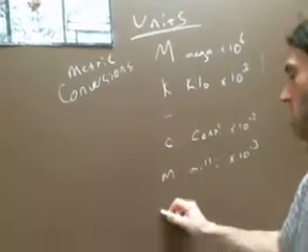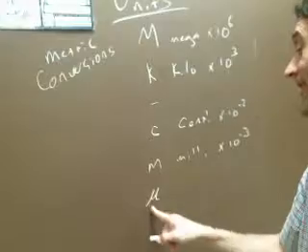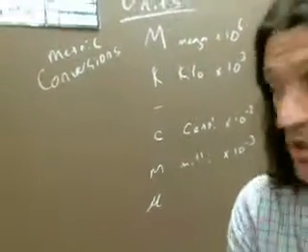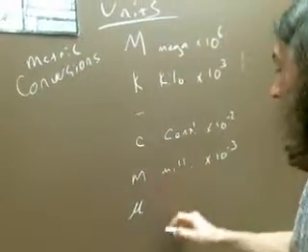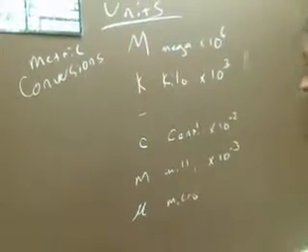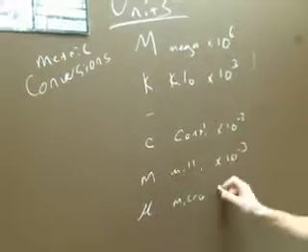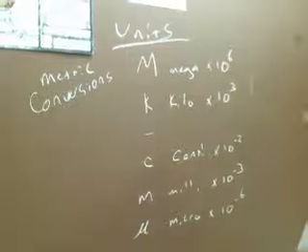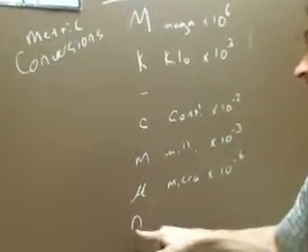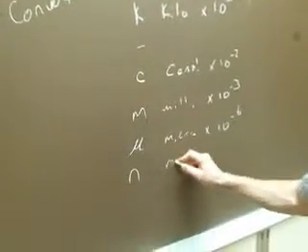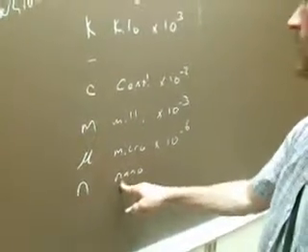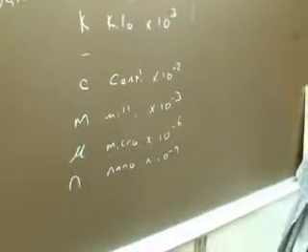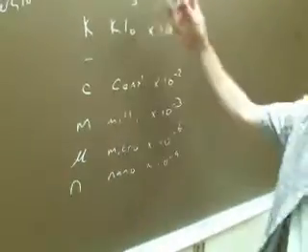And some of mu. Know what that symbol is? It's the Greek letter mu. And it stands for micro. And that's, if we're going again in multiples of 3, that means this is times 10 to the negative 6. And then nano. And nano, negative 9. Okay? Please have these essentially memorized.